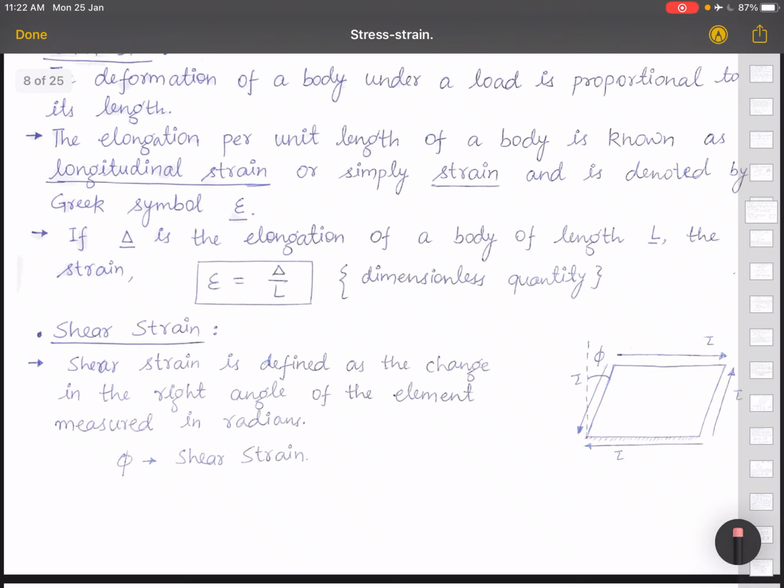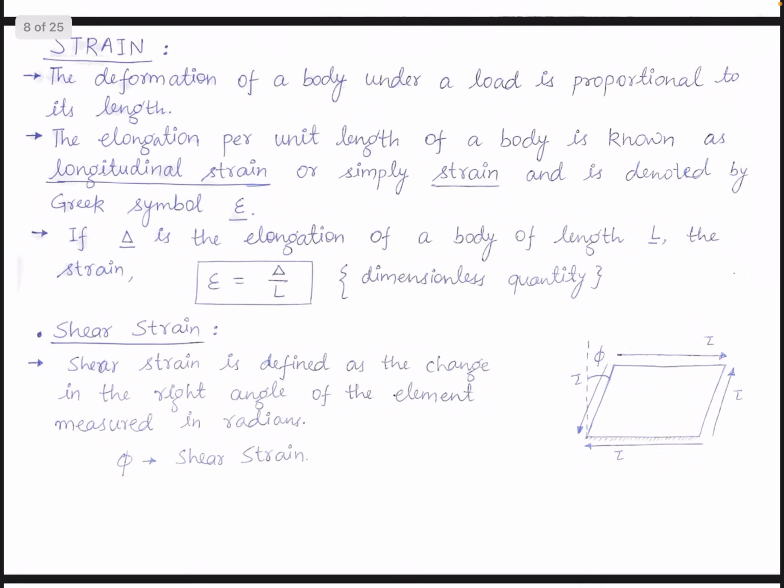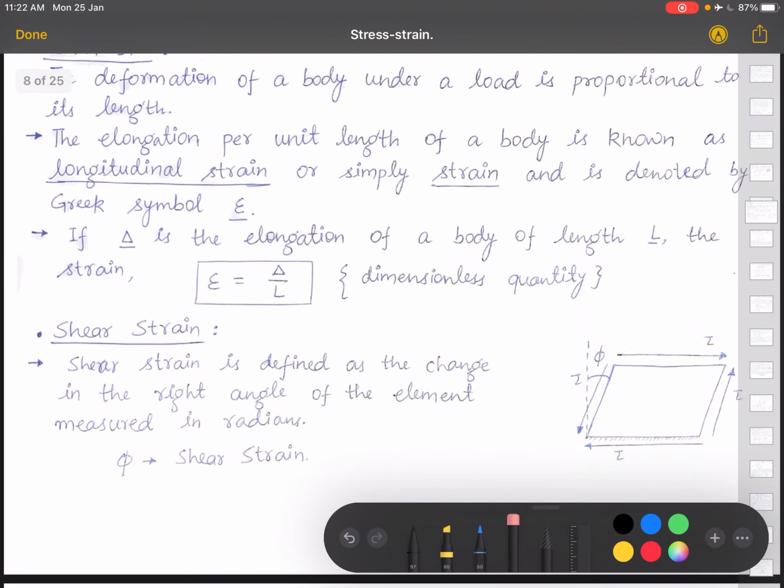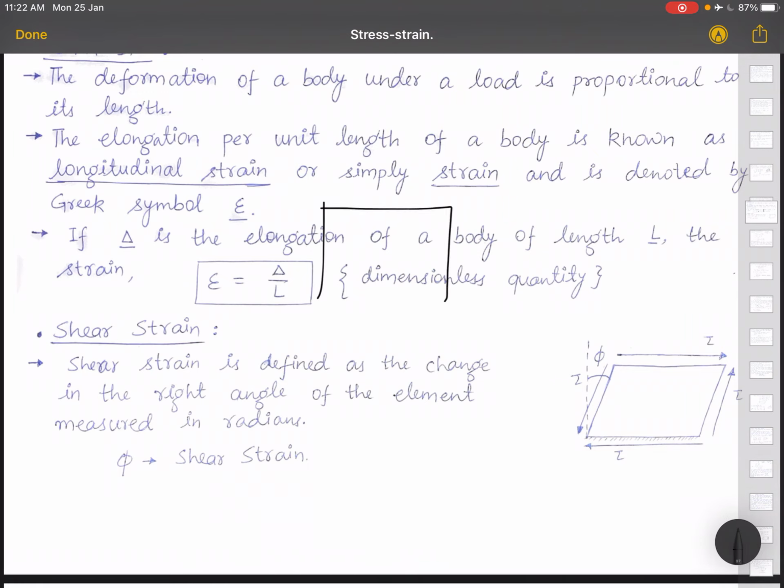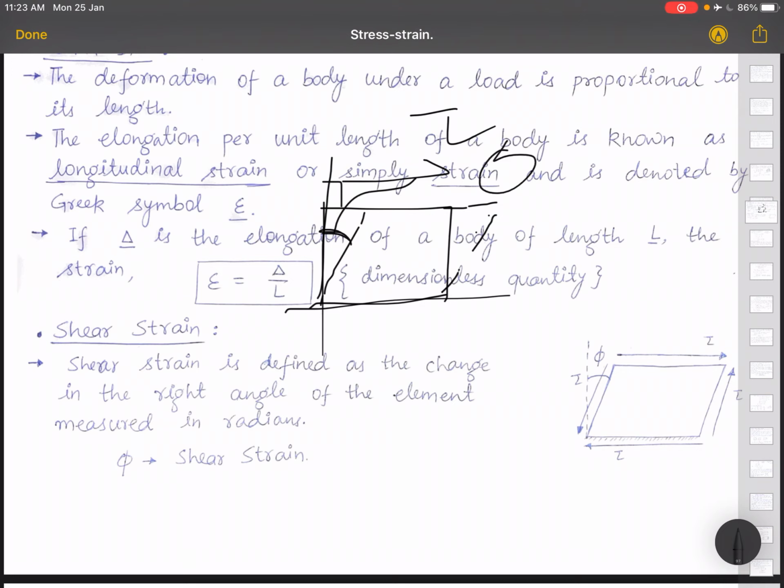Now what is shear strain? This is your longitudinal strain, but shear strain will be parallel to the transverse axis. Shear strain is defined as the change in the right angle of the element measured in radians. What is happening here? When some body was like this, we have put here the shear stress. So this body will distort like this. This was the original angle, 90 degrees, but now it is distorted. So this is phi. This is your shear strain. Clear?